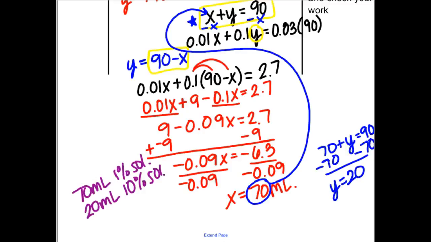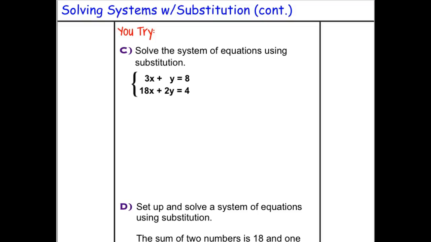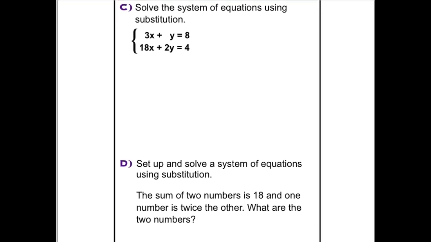That was a tough one. That's why I did it in the lesson. So what I want you to do now is to give these two neutron problems a shot. The first one, you're going to solve the system, straight up system, solve for x and y, and give me the order of your answer. And then for D, you're going to set up and solve a system for the sum of two numbers being 18 and one number is twice the other, figuring out what the two numbers are.